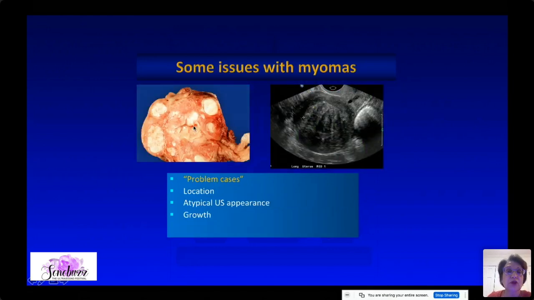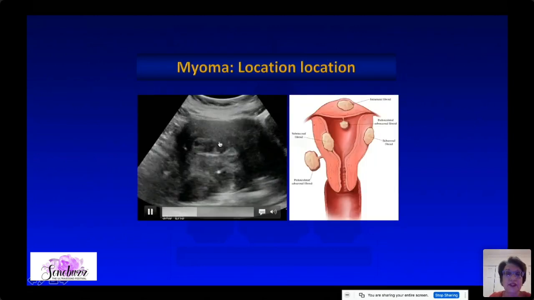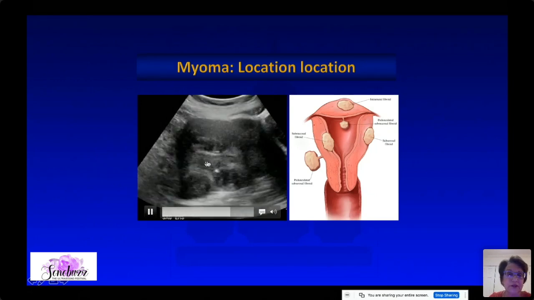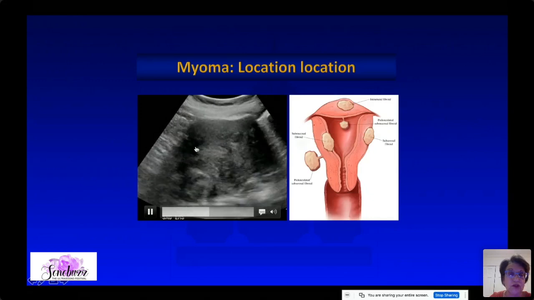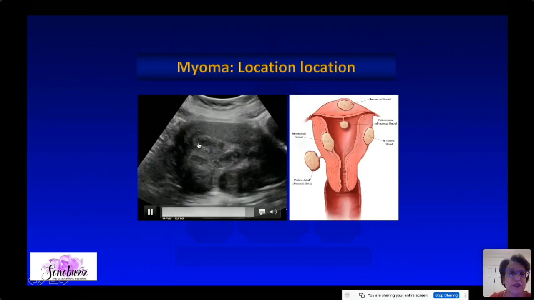So this is a classic example. Everybody will make this diagnosis, but the problems are location, atypical ultrasound appearance, and what do we do when there is growth of a myoma. So location is of course key. So you have subserosal, intramural, but the one we are more concerned about because they can cause problems in these patients is the submucosal ones.